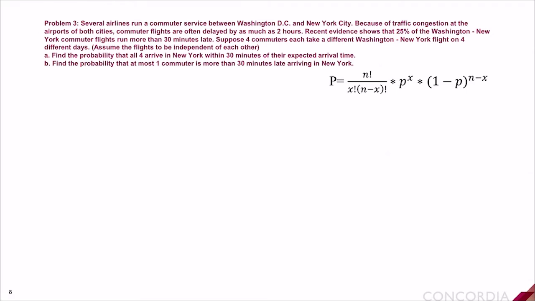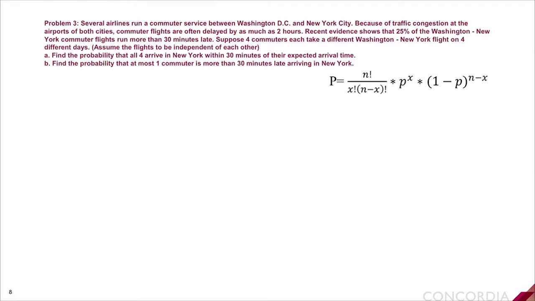Problem 3. Several airlines run a commuter service between Washington, D.C. and New York City. Because of traffic congestion at the airports of both cities, commuter flights are often delayed by as much as 2 hours. Recent evidence shows that 25% of the Washington, New York commuter flights run more than 30 minutes late.